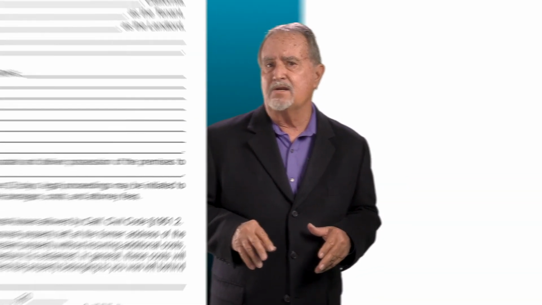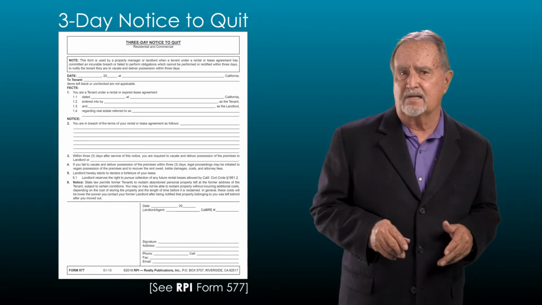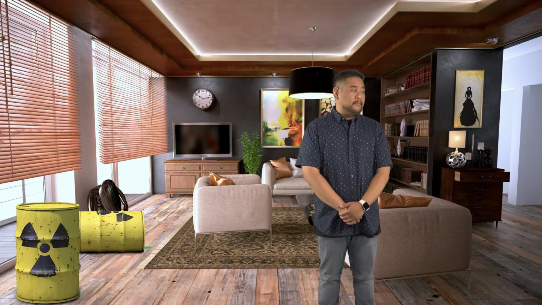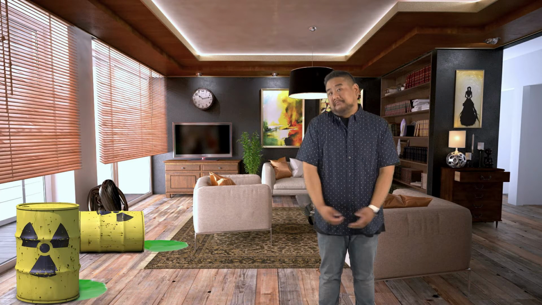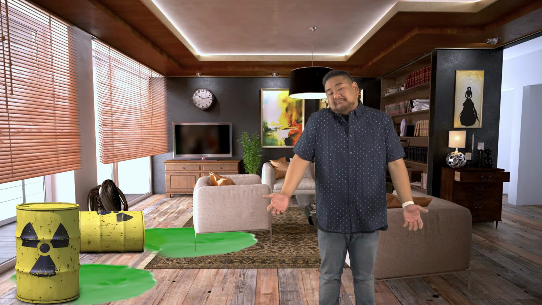On a material breach of the rental agreement, a 3-day notice to vacate can also be used to terminate the periodic tenancy. This is used when the tenant has committed an incurable breach or failed to perform obligations which cannot be rectified within 3 days. Note, there are different types of 3-day notices that can be used, depending on the nature of the breach and whether or not the tenant is able to rectify it. We'll cover this in a later video.